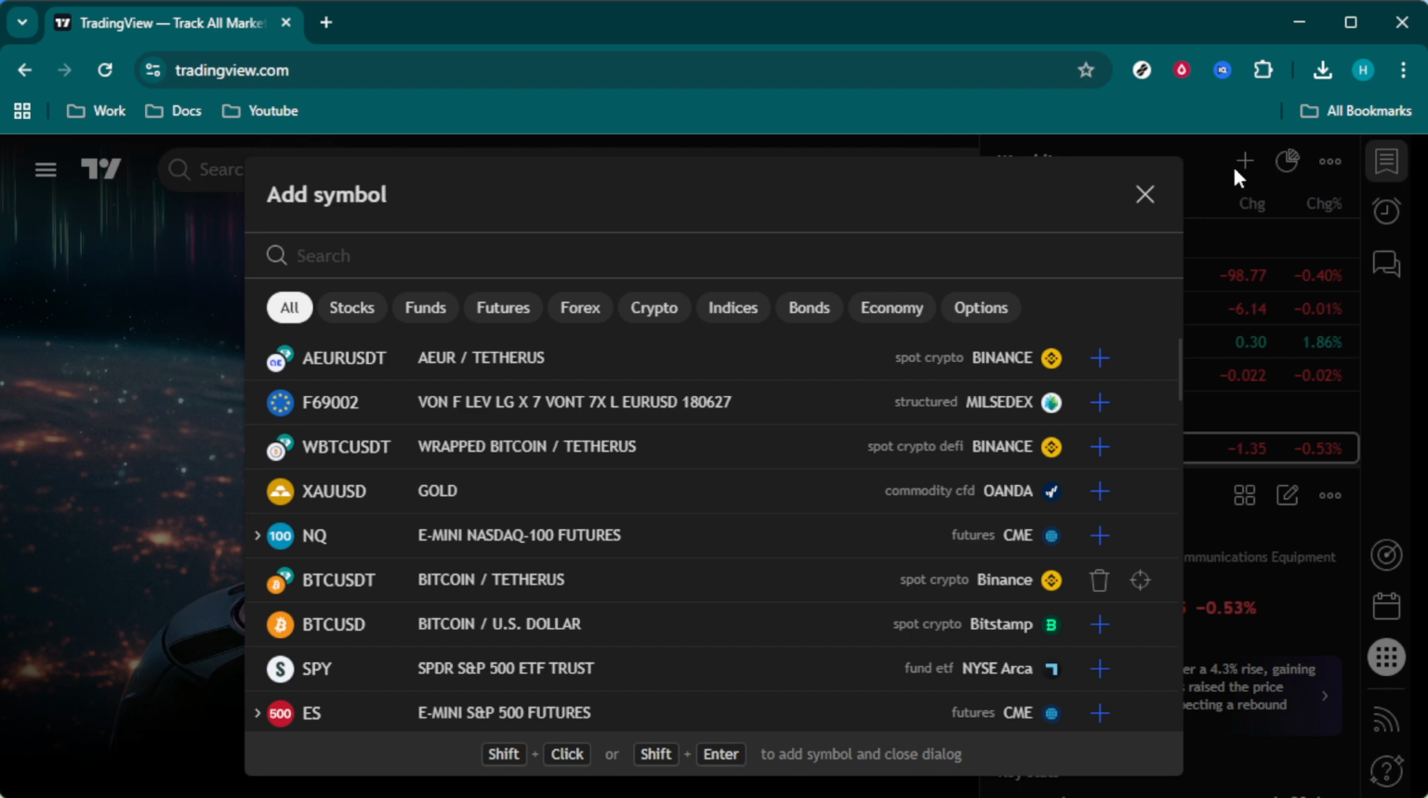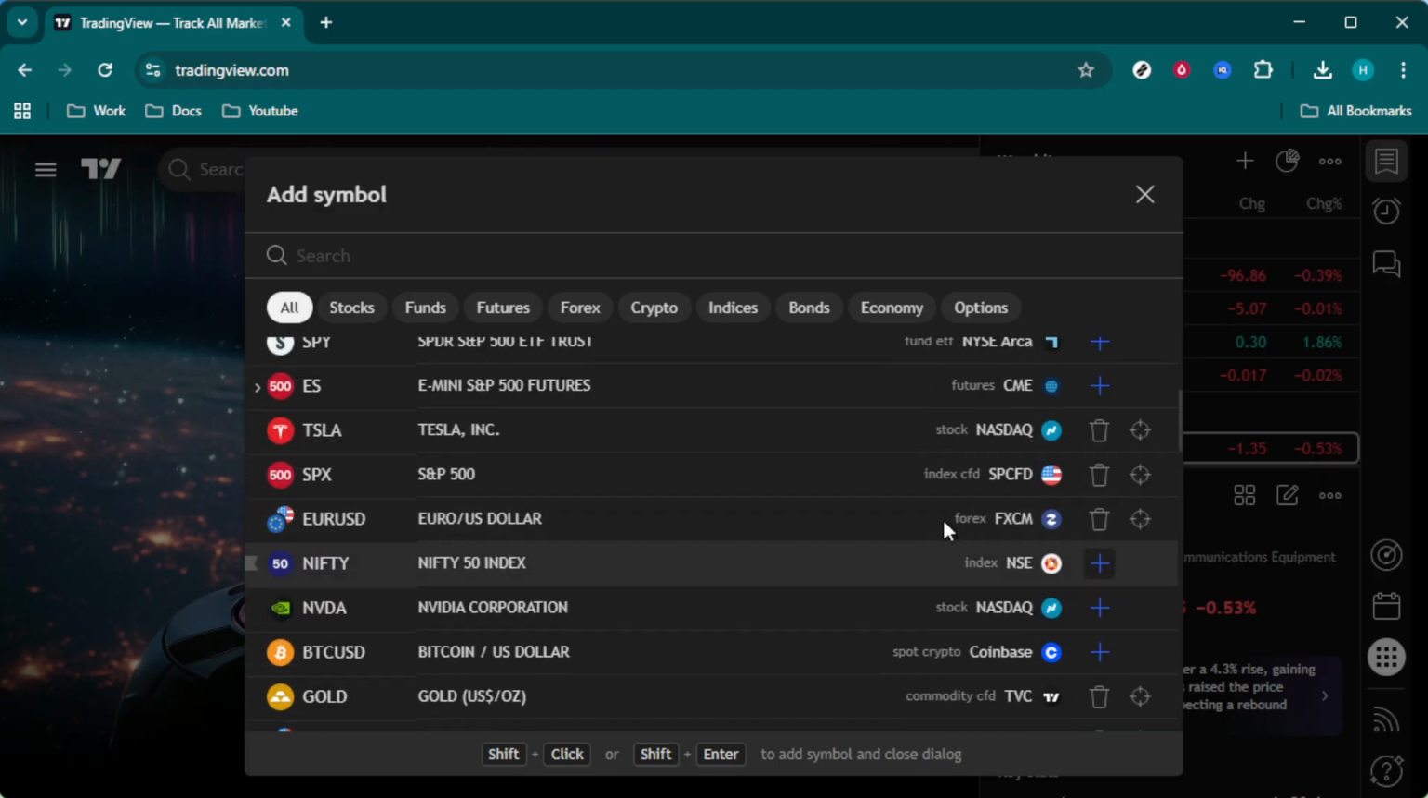To get more hands-on, you can add specific symbols to your watch list. Simply click on the plus sign in the toolbar. This feature allows you to personalize your experience, enabling easy access to the symbols that matter most to you, be it stocks, forex, or even crypto. For this example, let's choose forex.